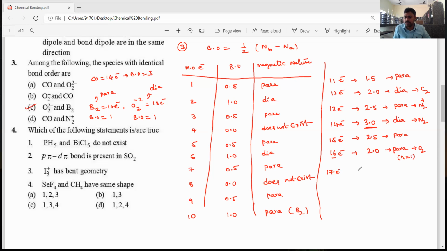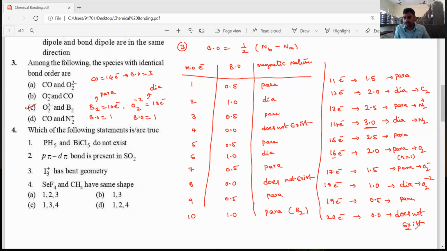And when 17 electrons are present, again the electrons get paired, then the bond order decreases further to 1.5, and its nature is paramagnetic. And when 18 electrons are present, the bond order is equal to 1.0, diamagnetic nature. So this example is O2 2-, and this O2- is superoxide, and O2 2- is peroxide. And when 19 electrons are present, the bond order is 0.5, paramagnetic nature, and when 20 electrons are present, the bond order is 0 and the molecule does not exist.